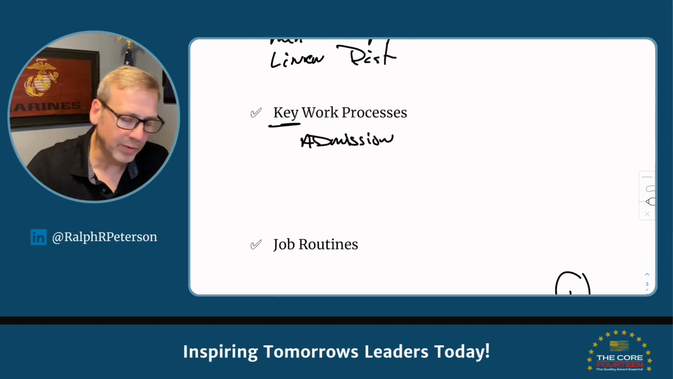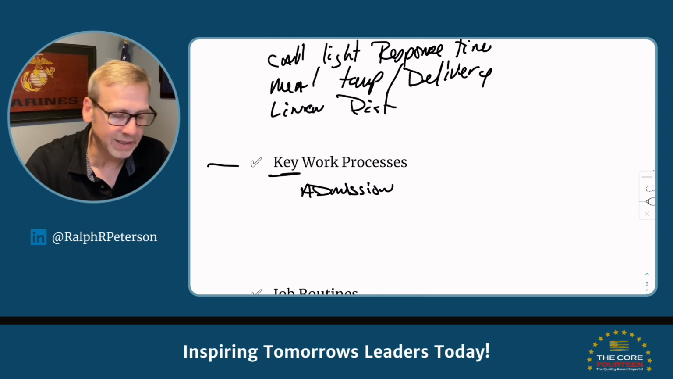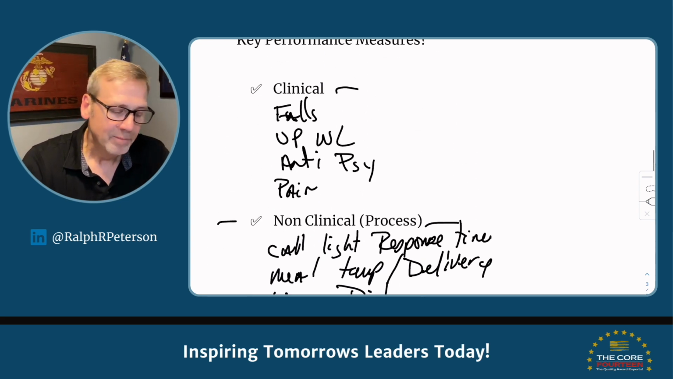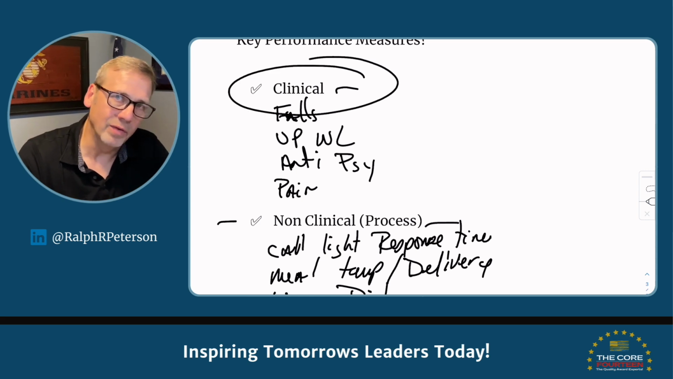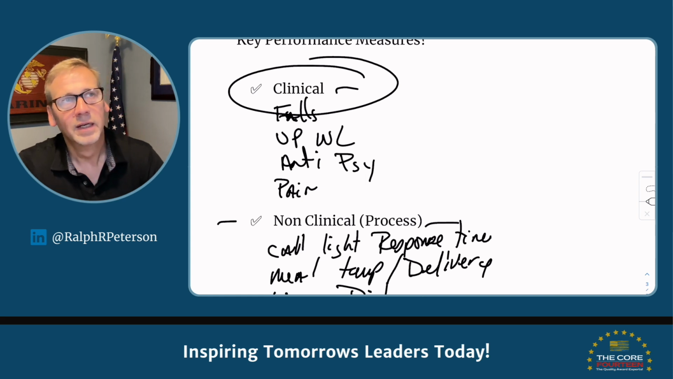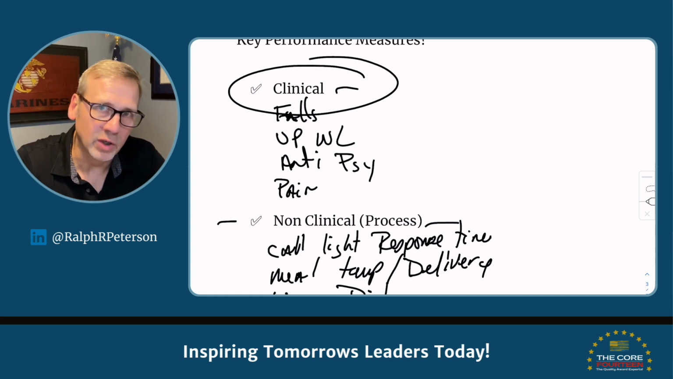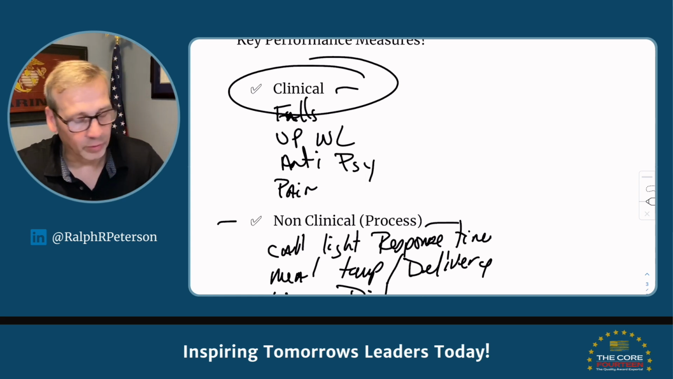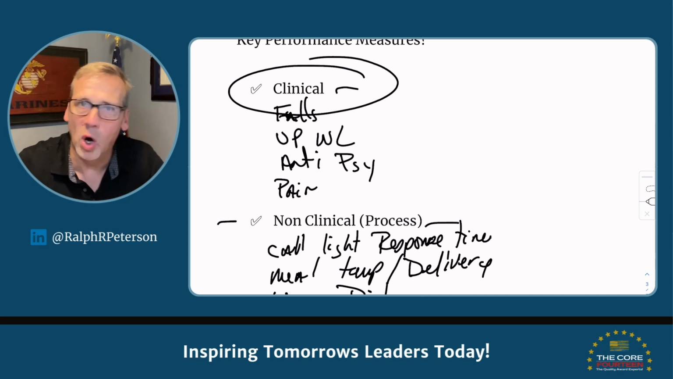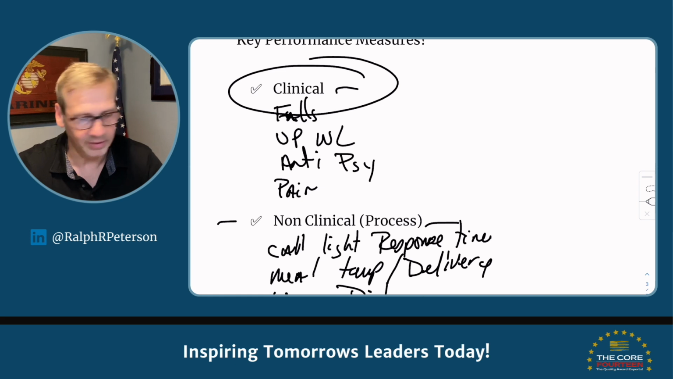And by evaluate and improve, I'm talking about your key work processes and your job routines, and maybe some of your non-clinical work processes. The clinical part, however, is its own team. This is usually a team that is mostly made up of nurses, and we'd love having a non-nurse or a non-clinical person on this clinical team because a little perspective goes a long way.